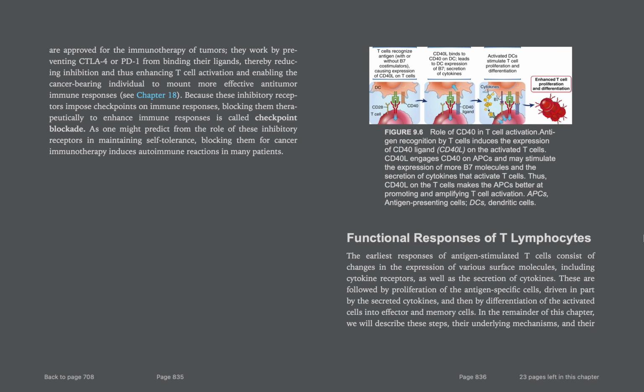Functional responses of T lymphocytes. The earliest response of antigen-stimulated T cells consists of changes in expression of various surface molecules, including cytokine receptors, as well as the secretion of cytokines. These are followed by proliferation of antigen-specific cells driven in part by secreted cytokines, and then differentiation of activated cells into effector and memory cells.